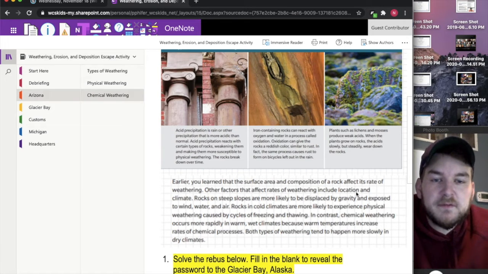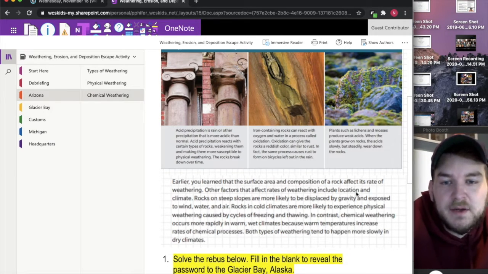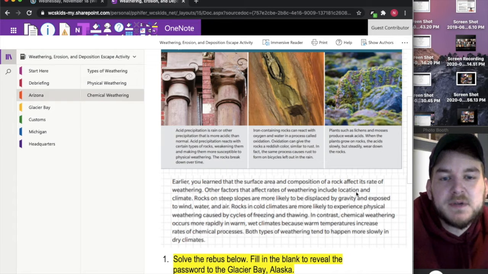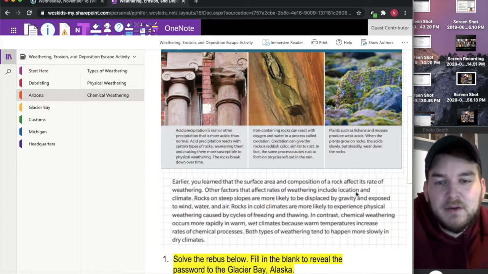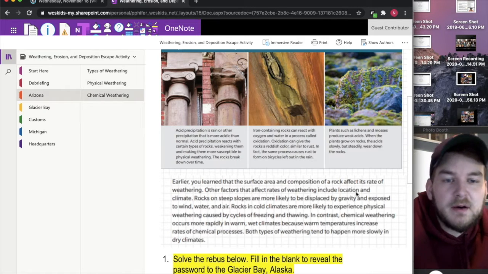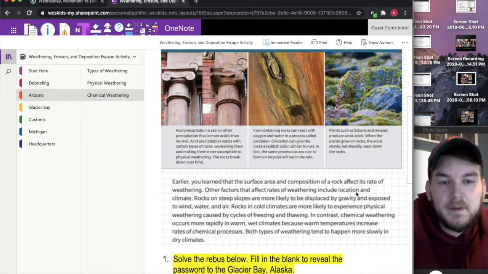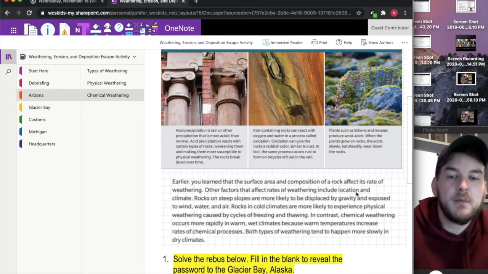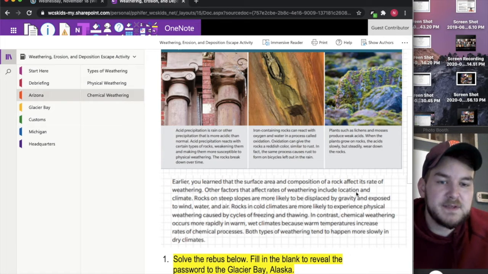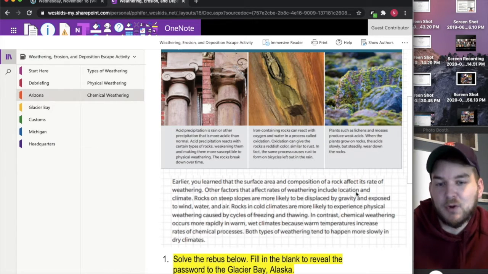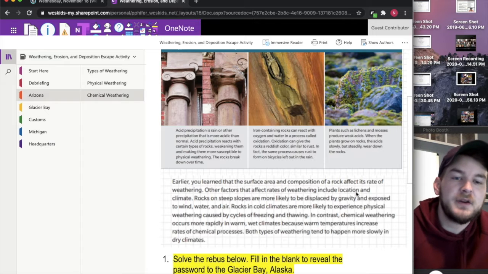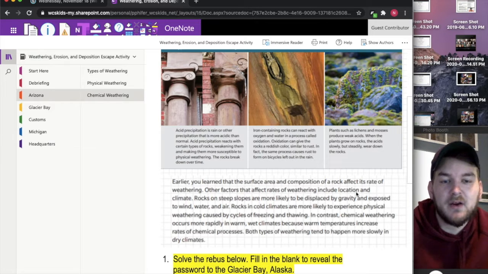Earlier, you learned that the surface area and composition of rock affect its rate of weathering. Other factors that affect rates of weathering include location and climate. Rocks on steep slopes are more likely to be displaced by gravity and exposed to wind, water, and air. Rocks in cold climates are more likely to experience physical weathering caused by cycles of freezing and thawing. In contrast, chemical weathering occurs more rapidly in warm, wet climates because warm temperatures increase rates of chemical processes. Both types of weathering tend to happen more slowly in dry climates.